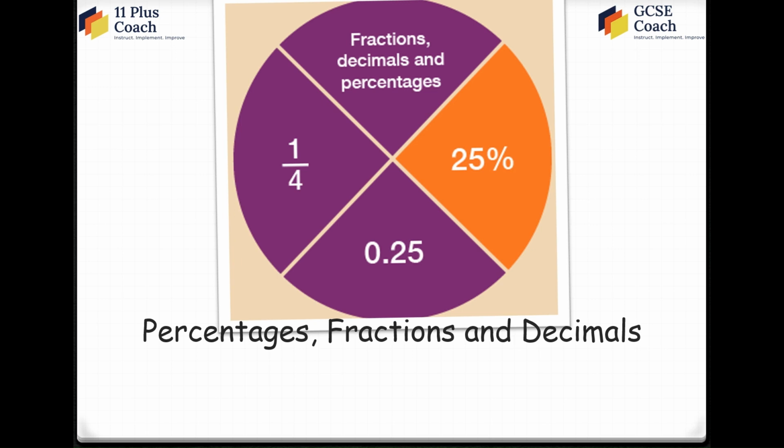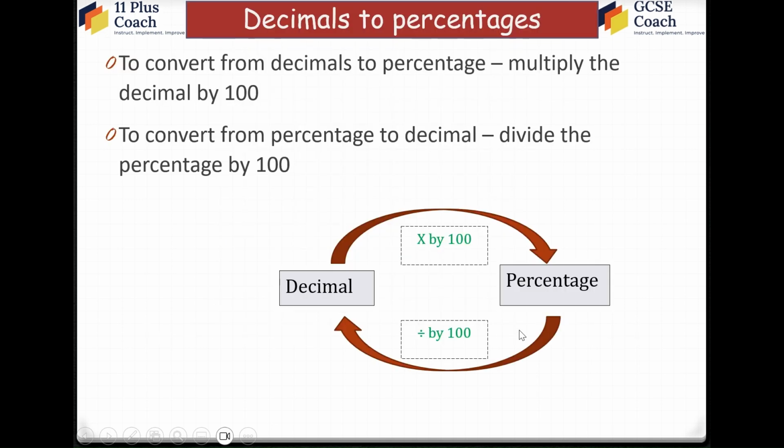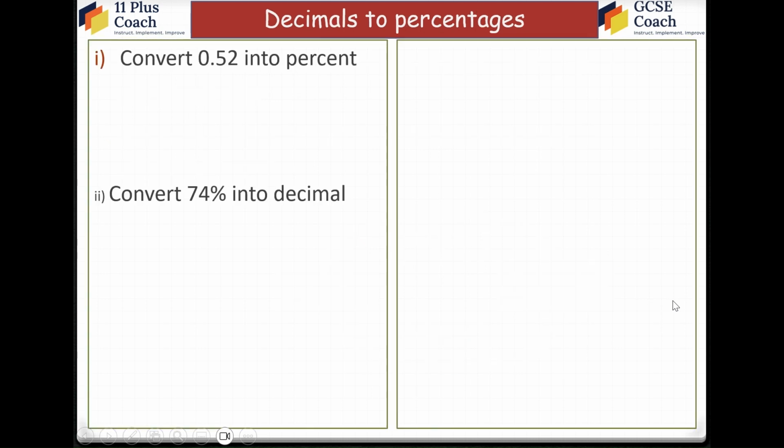In this video, we're looking at how to convert from percentages to fractions and to decimals, one from another. Firstly, to convert from decimals to percentages, you simply get the decimal number and multiply it by 100. It will give you the percentage equivalent. And to go from percentages back to decimals, you do the opposite, so you divide the percentage by 100 to get to the decimal form. This flow diagram underneath gives you an idea of how to convert one from another. So let's have a look at some examples.